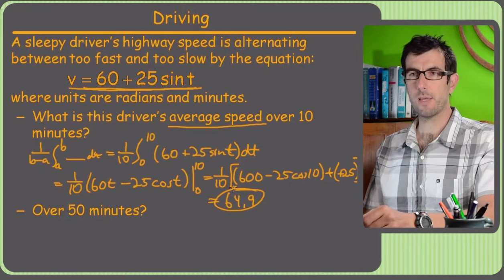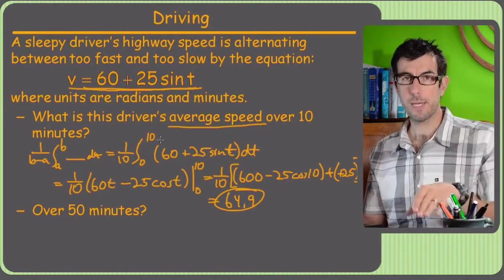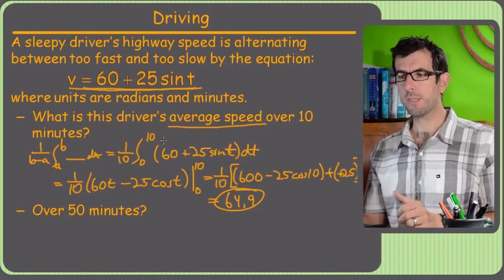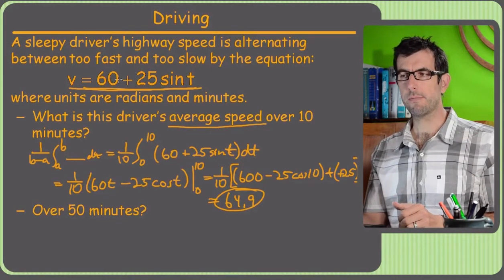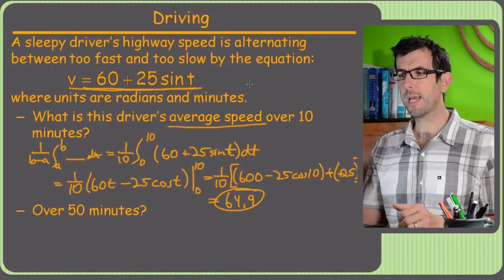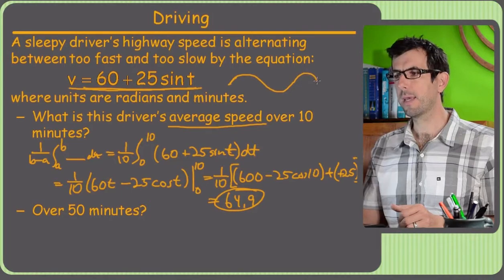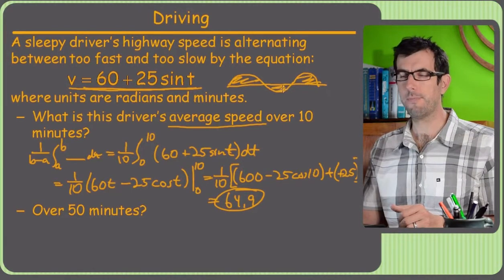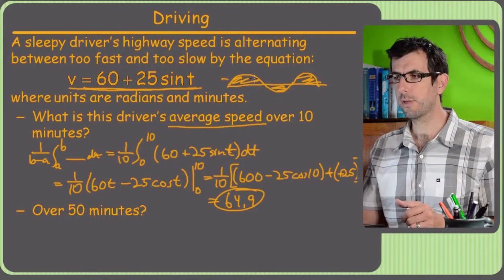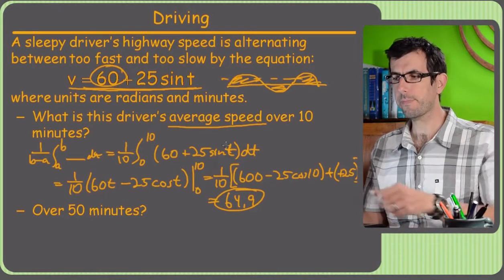So how do we get an average value? If this guy's just speeding up and slowing down, why didn't we just get an average value of 60? Well, it just depends on how many times we went up and down. This one was set up so that in 10 minutes we went from up to down to up again. So the area we were covering was more above the x-axis than below. That's why our average value was skewed a little bit above 60.